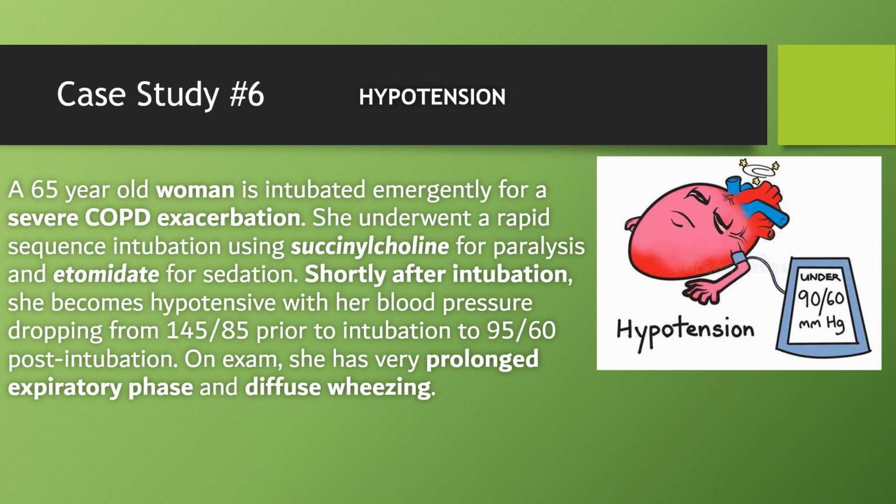You can see a picture there of a heart attached to a sphygmomanometer that reads 90/60 millimeters of mercury. So hypotension is when you have low arterial pressure, registered on a meter or a hemodynamic instrument, that is a lot lower than what is normally found in an adult.